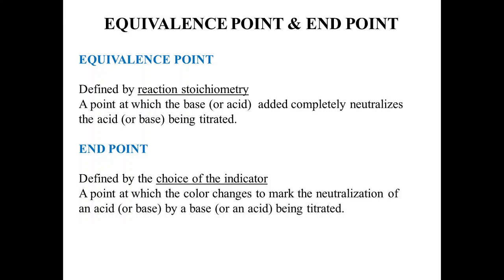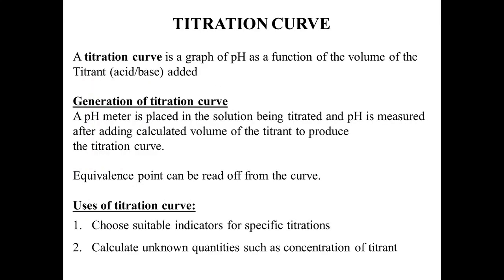With this definition, we will move on to understanding the theory using what is known as a titration curve. For an acid-base titration, a titration curve is defined as a graph of pH plotted as a function of the volume of the titrant. The titrant can be an acid or a base being added.